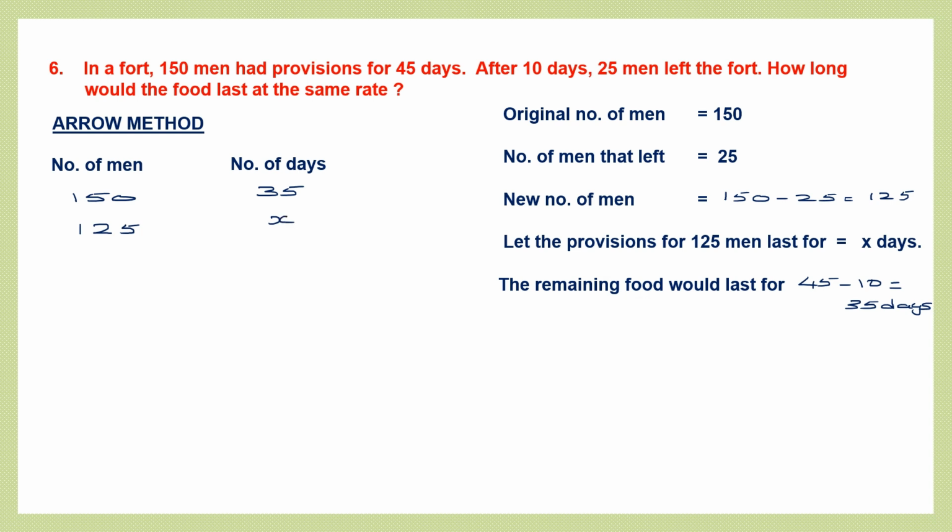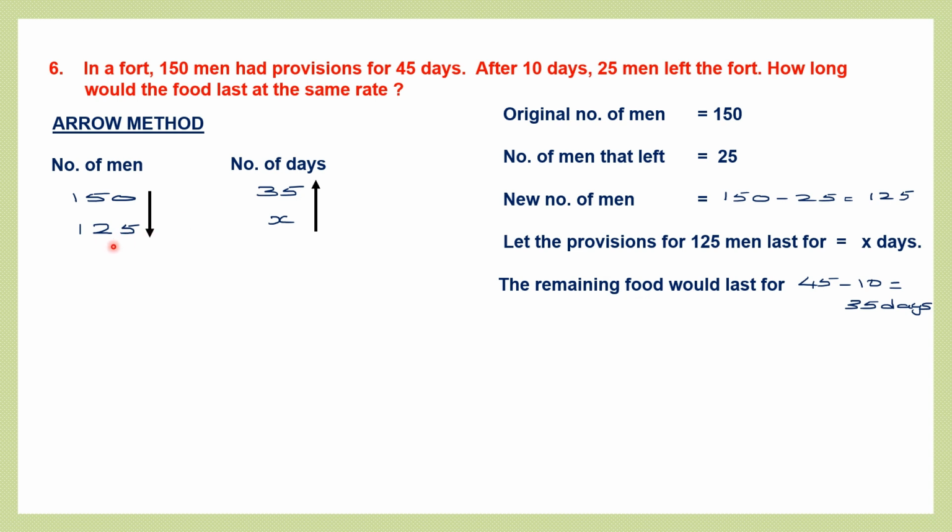So here again, the number of men has reduced. So when the number of men is reduced, the number of days will increase because there are only fewer men. So they can take the food for more days. So the food will last for more days for lesser men. So that means this is a case of inverse variation. So the arrow mark should be in opposite direction. So here we have one arrow mark where the arrowhead is pointing down. The other one should be in the opposite way, so the arrowhead is going up.